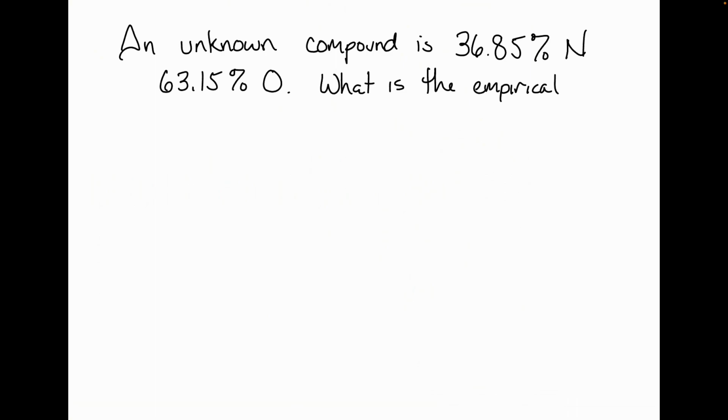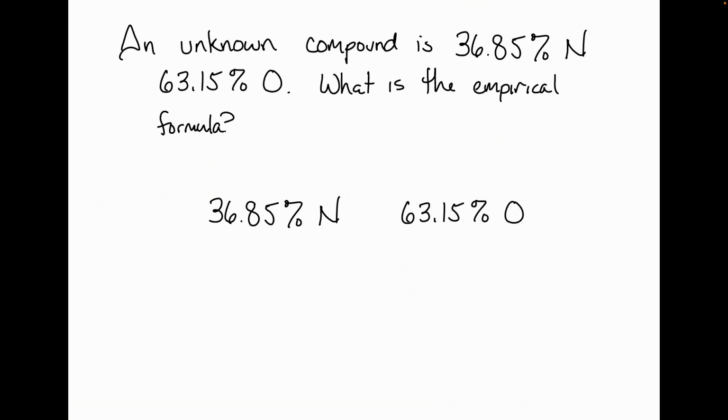So this one is going to be 36.85% nitrogen and 63.15% oxygen. What is the empirical formula? All right, and actually just for the sake of convenience, I'm going to take these 2 data points here, the percent by mass nitrogen and percent by mass oxygen.